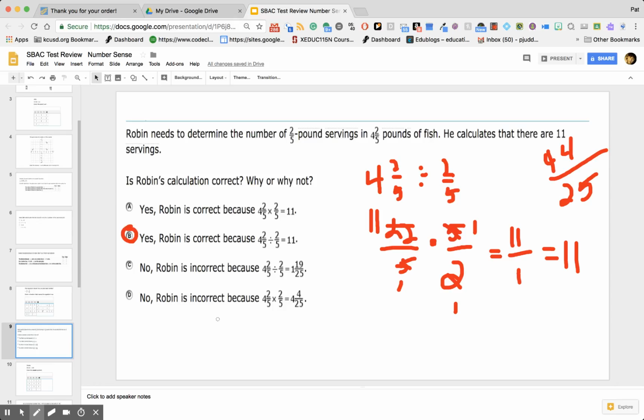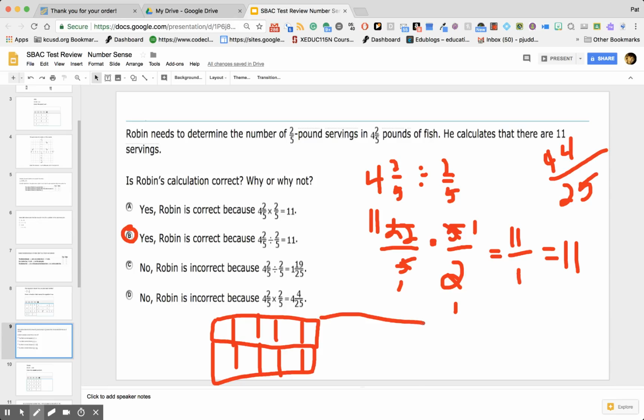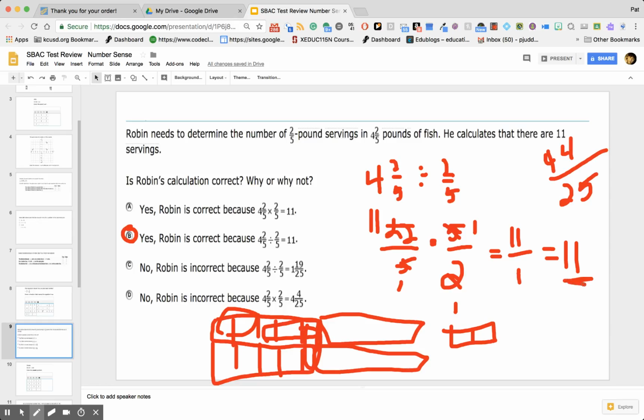You could also draw out, if you wanted to create a diagram, 4 bars divided into fifths. I'm not going to draw them all. I'm going to imagine those are drawn into fifths, and then I have another one with 2/5. And then you're taking 2/5 groups and you're counting. How many groups of 2/5 do you have? You will see that you have 11. Okay?